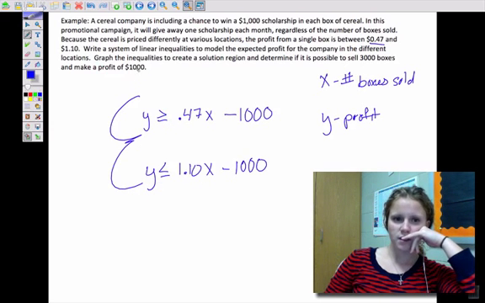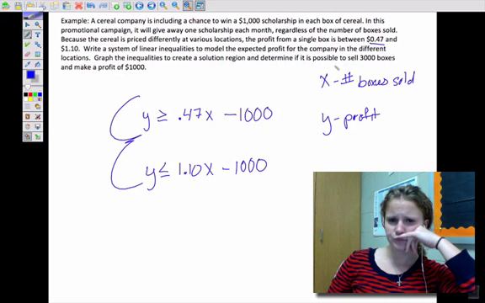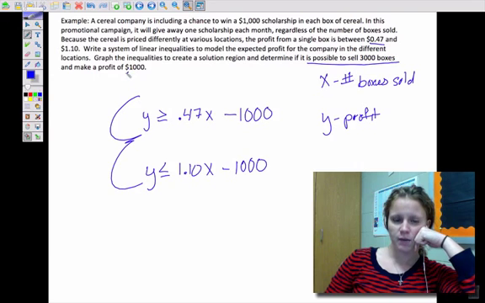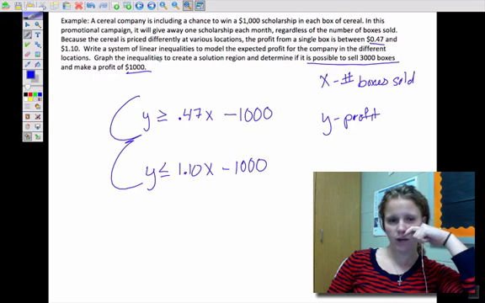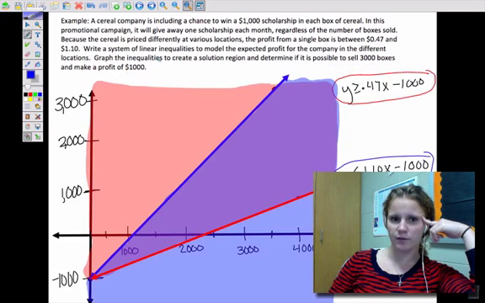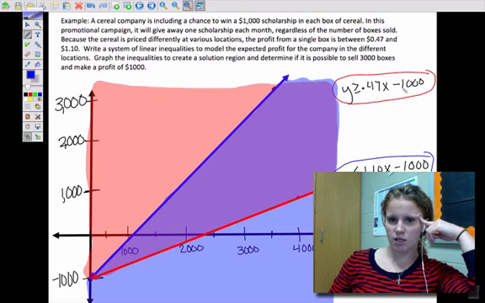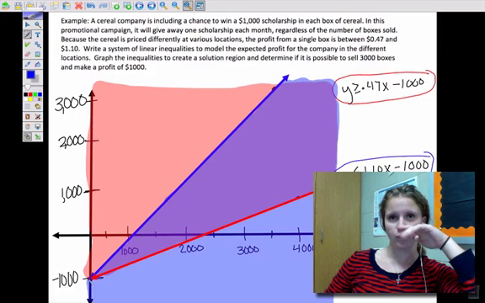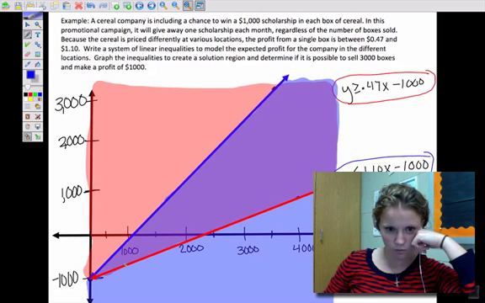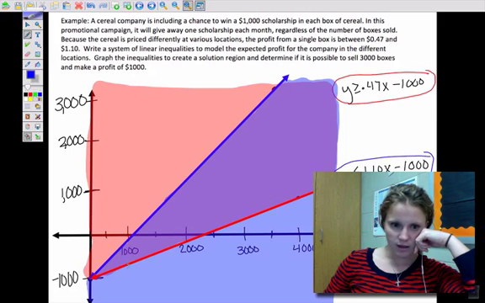Now we're asked to graph them and then answer the question: is it possible to sell 3,000 boxes and make a profit of $1,000? I actually already have these two inequalities graphed. The red line represents our minimum profit. If we only sold the 47-cent boxes, we would run right along this line, starting from the negative $1,000.